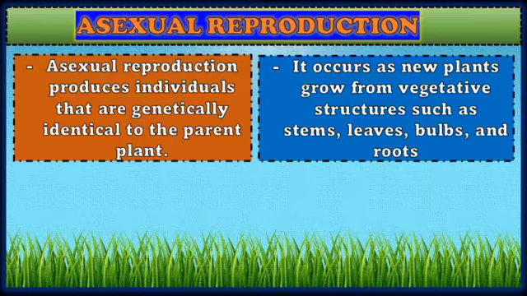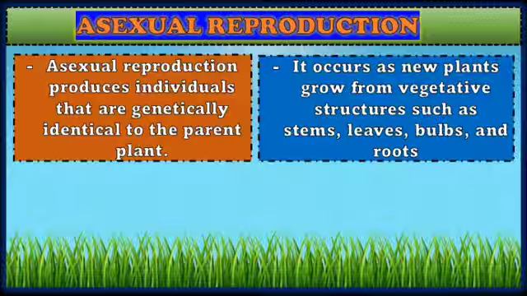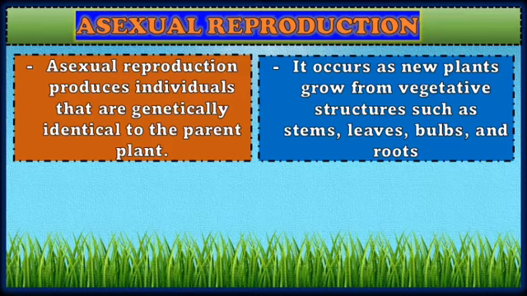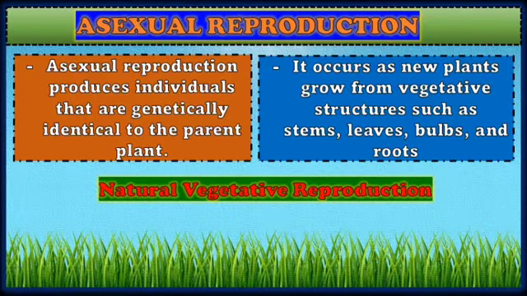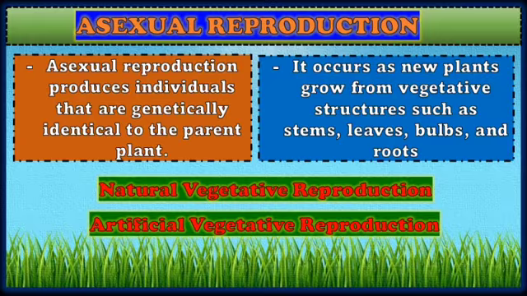So in other words, hindi niya kinakailangan ng seed, hindi niya kinakailangan ng anther, ng filament, hindi niya kinakailangan ng tinatawag na pollination. So in asexual reproduction, kahit kumuha ka lang sa kanyang stem, sa kanyang leaves, sa kanyang bulbs, o sa kanyang roots, mapaparami mo yung kanyang mga anak, yung kanyang offspring. And we have two types or kinds rather of asexual reproduction. We have the natural vegetative reproduction and artificial vegetative reproduction. First to discuss is all about the natural vegetative.